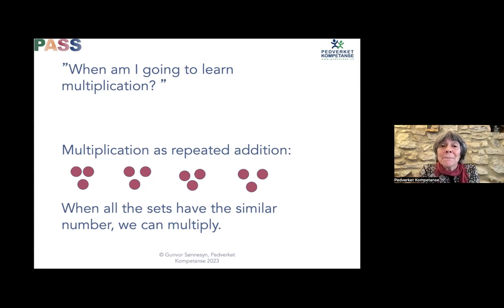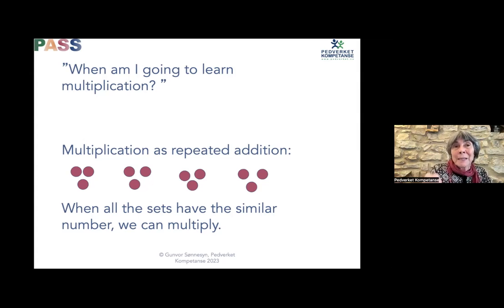Okay, but then we can use multiplication. And we can use multiplication because the number is the same. And that's a feature of multiplication, that the number has to be the same. If the number isn't the same, we can't use multiplication instead of repeated addition. Repeated addition we can always use, whether the groups are similar in number or not.